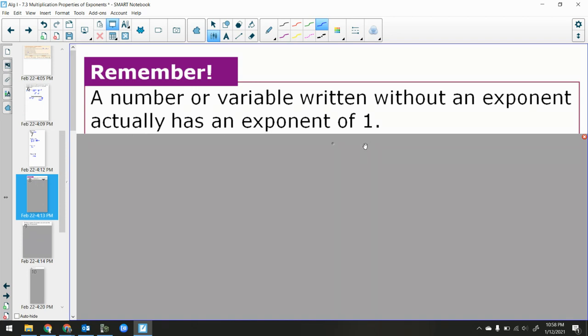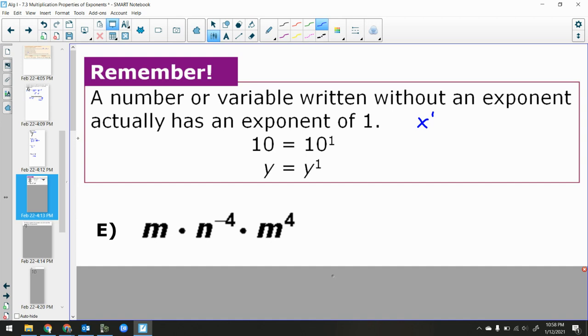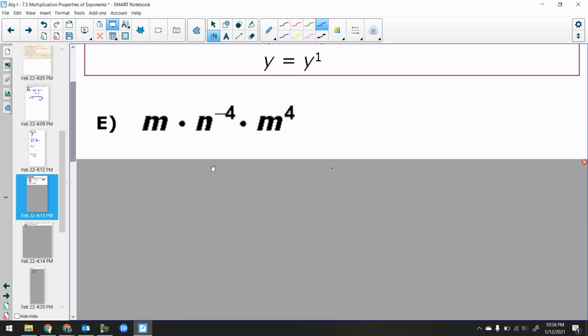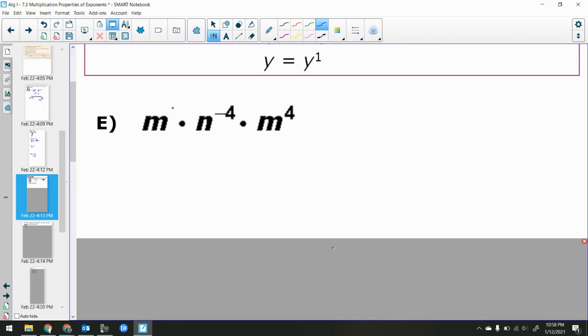All right. A number or variable written without an exponent actually has an exponent of 1, right? We talked about that just on that last example. Just an x, if it's written there with no exponent, you always write a 1 up top. We talked about that a bunch of times. Like 10 is just 10 to the first, and y is just y to the first. So here, I've got an m and an m. I'm essentially just combining like terms, aren't I? This has a lot of similarities to that. First power and fourth power make a total of fifth power.